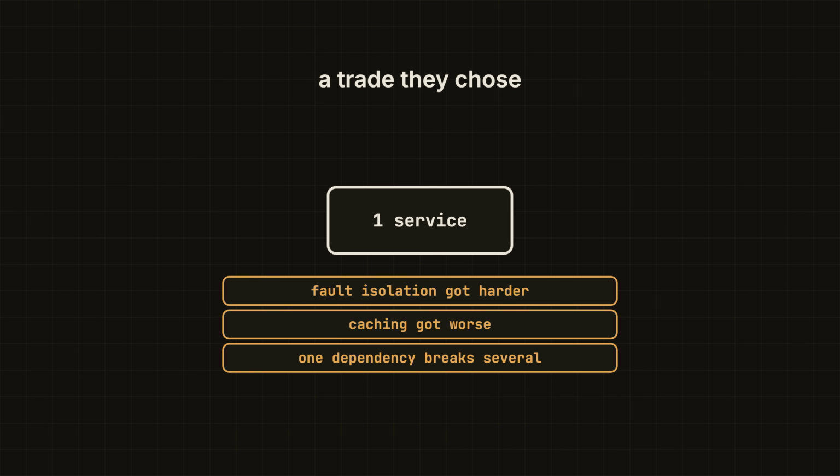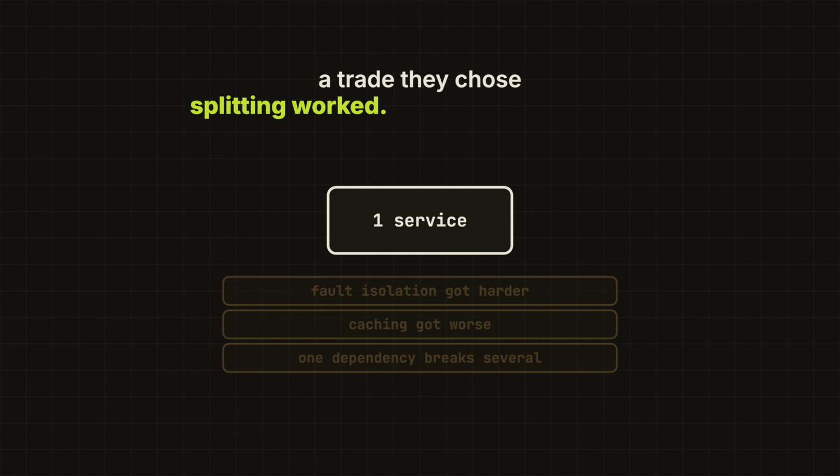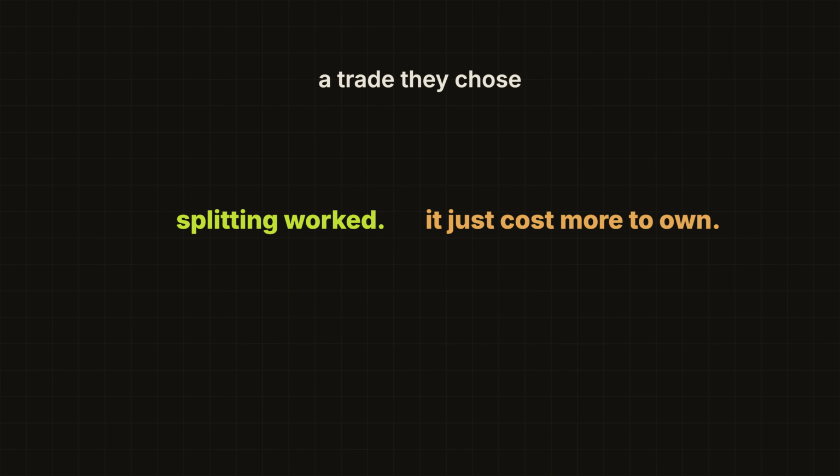And notice what the lesson actually is here. Splitting worked. It just cost more to own than it was worth. That is the whole thing. So that was a team splitting up and it working and still costing too much to own.